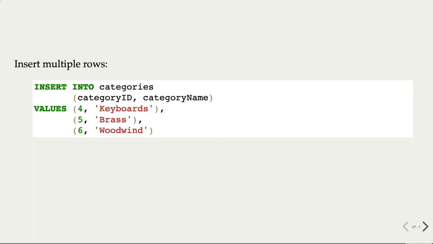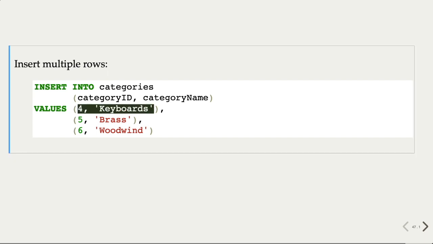You can also insert multiple rows in one insert into statement. For example, you insert into the categories table, followed by the columns, followed by values. Instead of one set of values for one record, you can have a parenthesis for one record, another parenthesis for another record, and then yet another for the third record. So here you can see that in one statement, I actually inserted 3 records into the table.